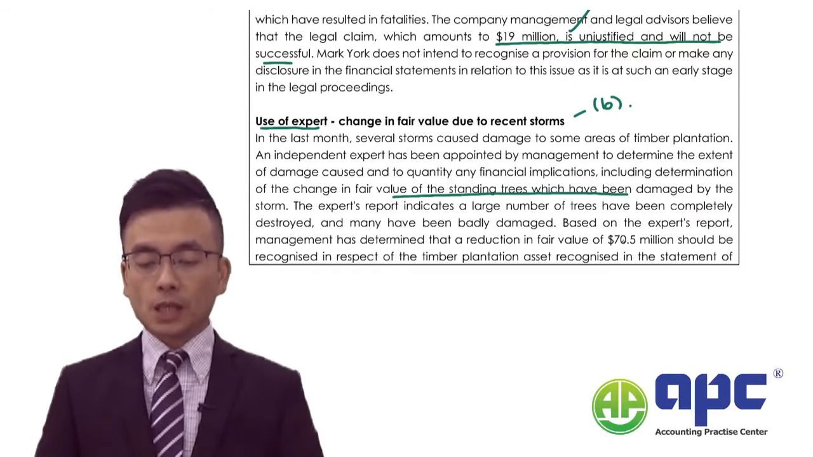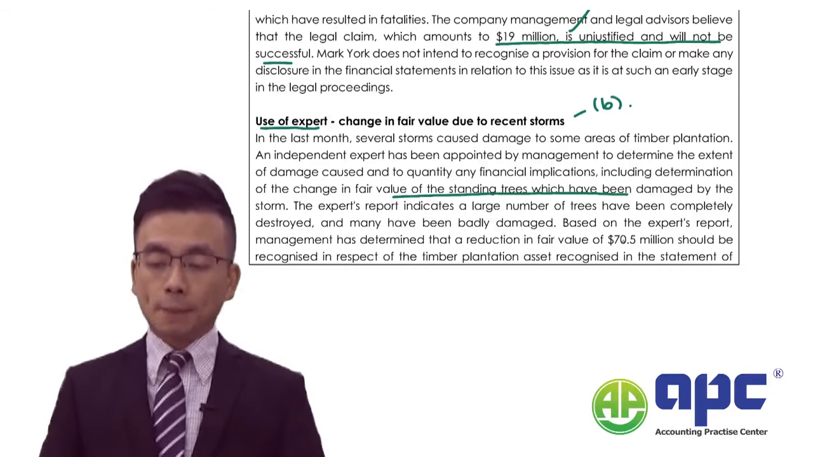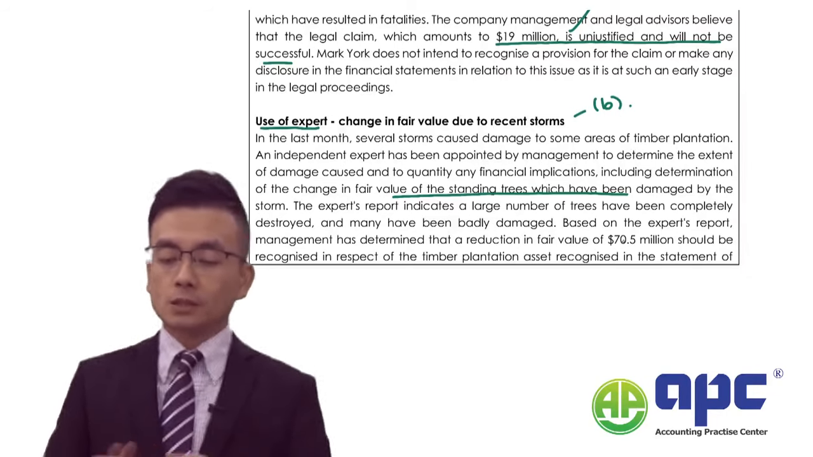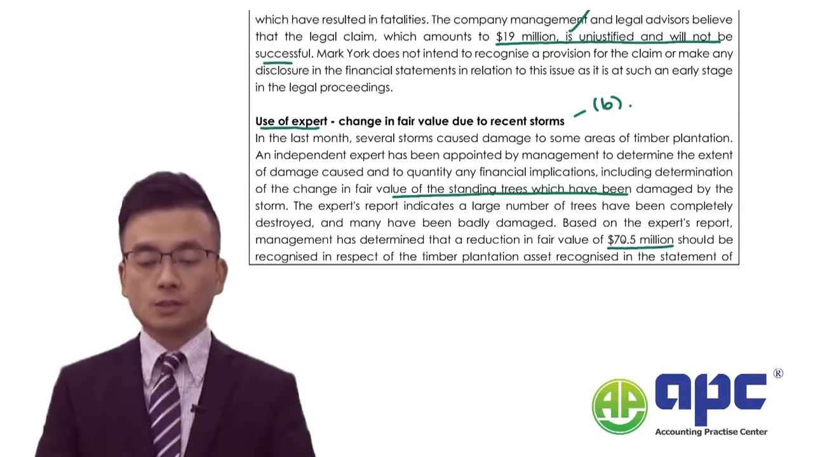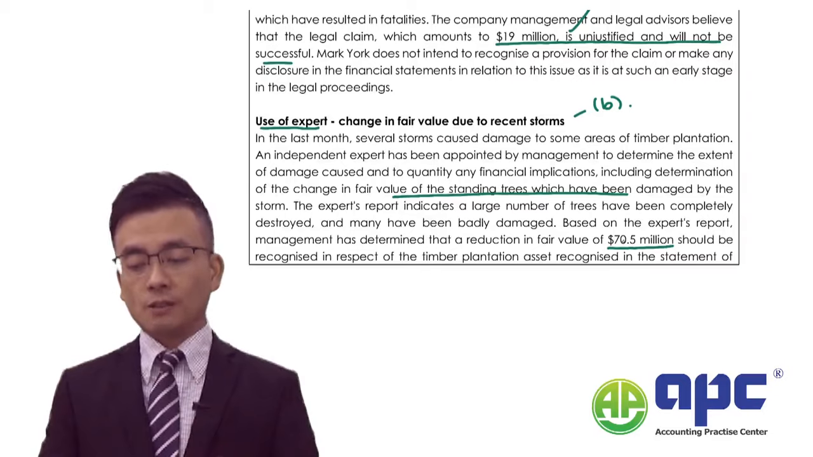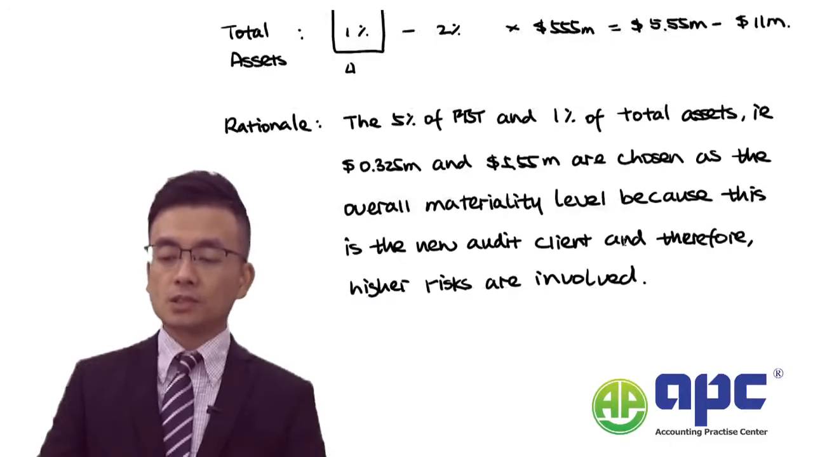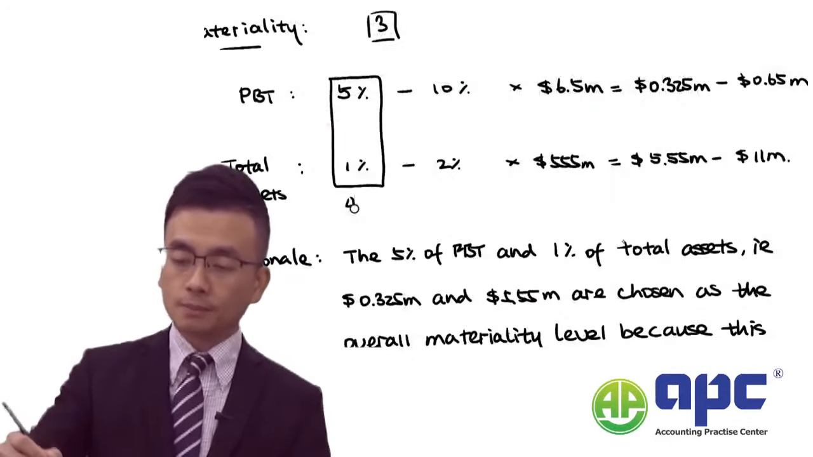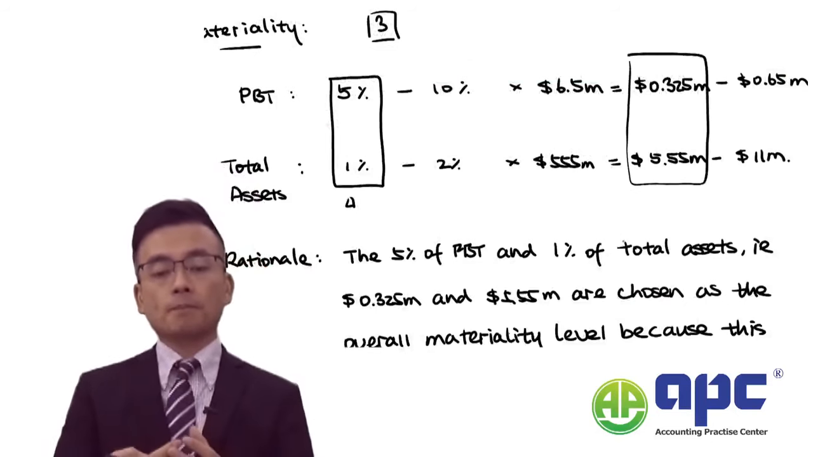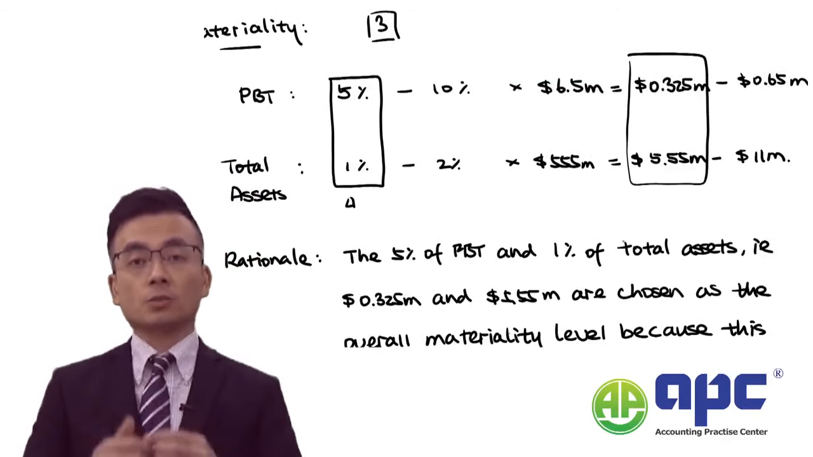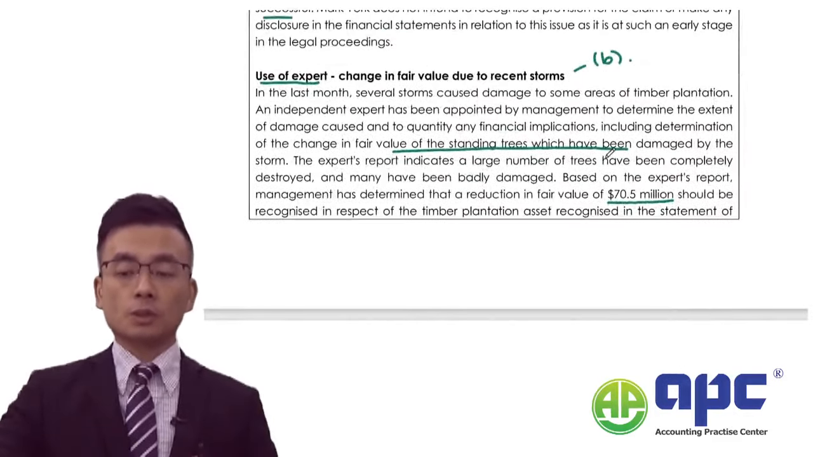The experts' report indicates a large number of trees being completely destroyed and many being badly damaged. Based on the experts' report, management determined that a reduction of $70.5 million of the fair value should be recognised in respect of a timber plantation asset recognised in the SFP. So in other words, if you see here, $70.5 million will certainly exceed both 0.325 million regarding PBT and $5.55 million related to total assets. That's why you need to be very careful here to comment on the materiality issues.